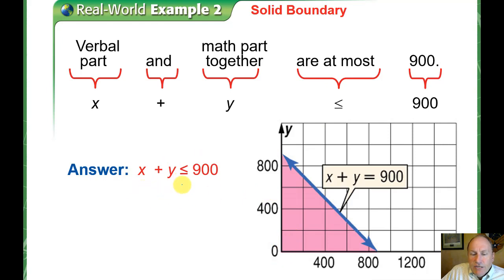Well, if I put in a 0 for x and a 0 for y, I get 0 less than or equal to 900, which is a true statement. Therefore, 0, 0 is part of the solution, and that entire half plane below this boundary line is true. Now, I'm really only interested in scores in quadrant 1 because there can't be negative SAT scores, so it's really this triangular region. X plus y equals 900 is the boundary and is part of the solution. Everything here in pink is also part of the solution. Any scores that represent those combinations will work.